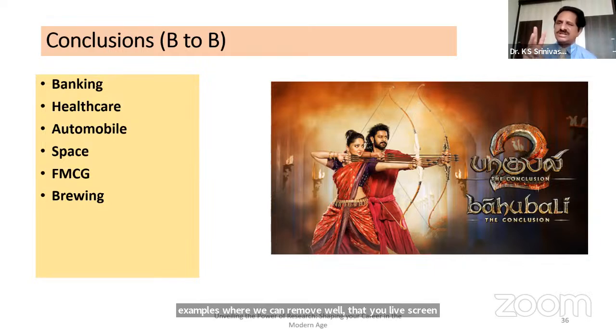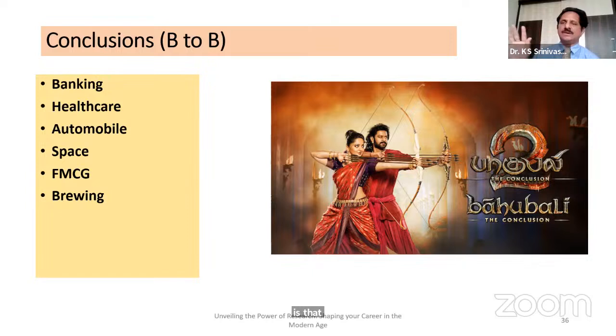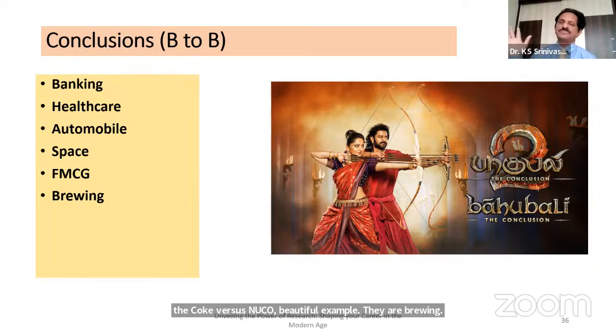Space, NASA research, the pen not writing example. FMCG, Coke versus New Coke. Beautiful examples there are. Brewing, my friend already told, Fisher, the Fisher's exact test. So in brewing you have a lot of jobs, not only coffee related, even liquor related. So you will be getting more jobs in these kinds of platforms. With this, I'm concluding.